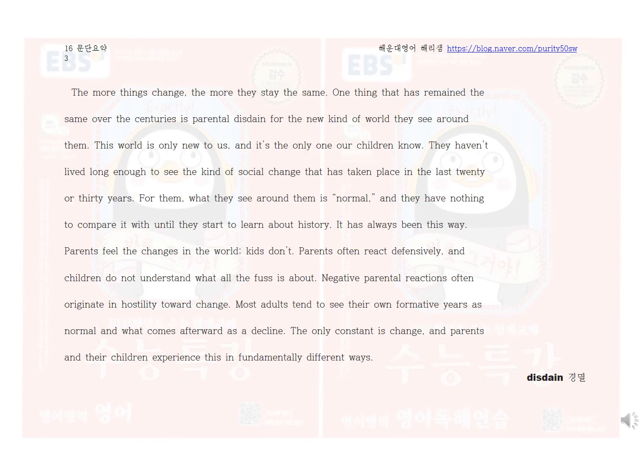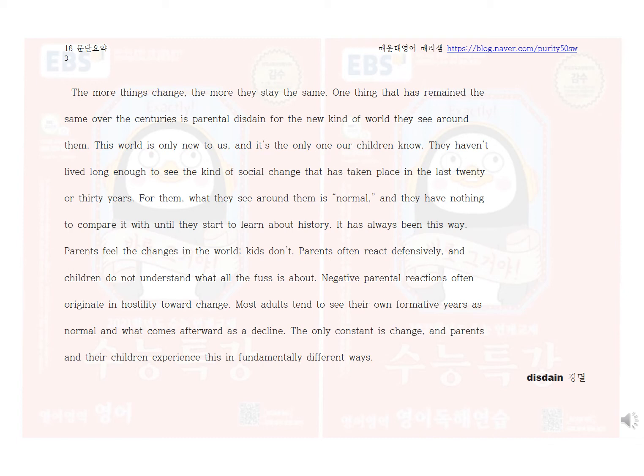Exercise 3. The more things change, the more they stay the same. One thing that has remained the same over the centuries is parental disdain for the new kind of world they see around them. This world is only new to us, and it's the only one our children know. They haven't lived long enough to see the kind of social change that has taken place in the last 20 or 30 years. For them, what they see around them is normal, and they have nothing to compare it with until they start to learn about history.